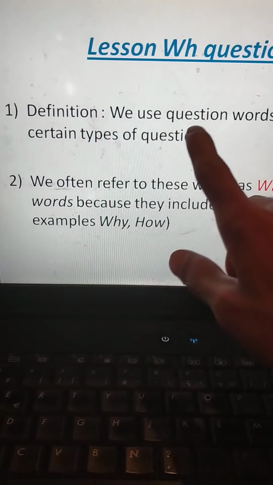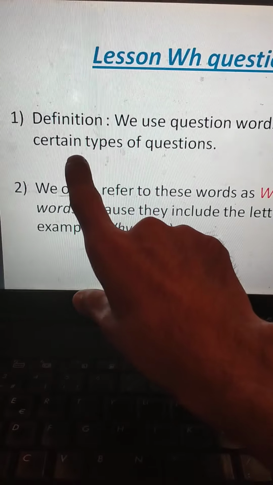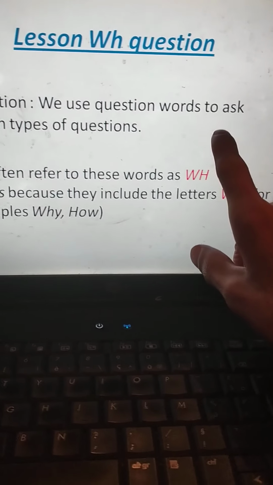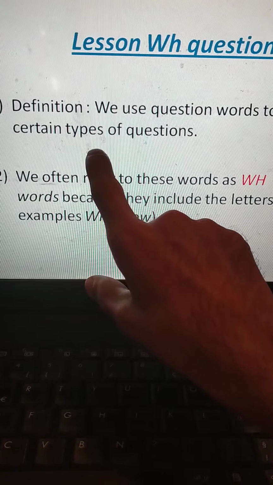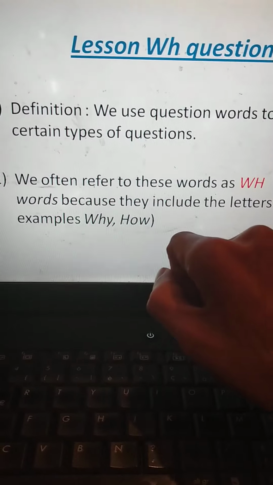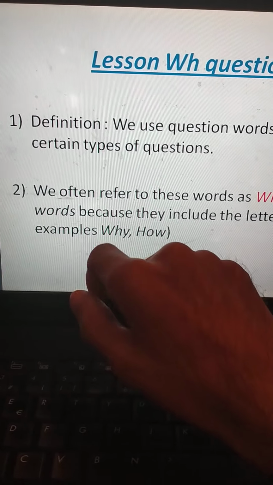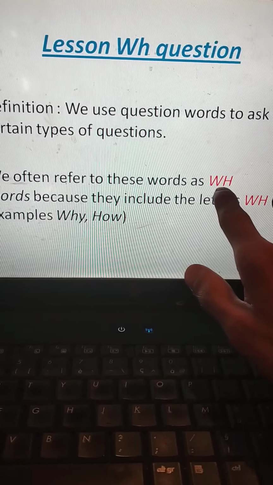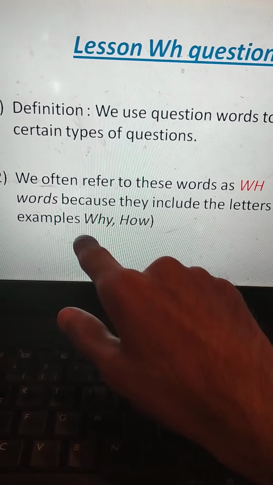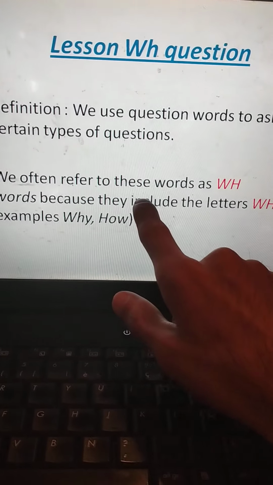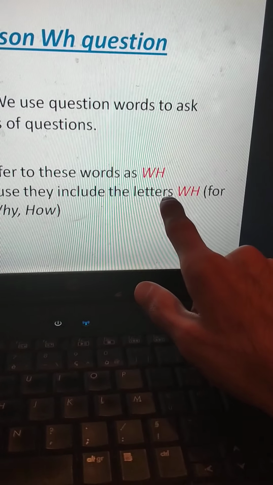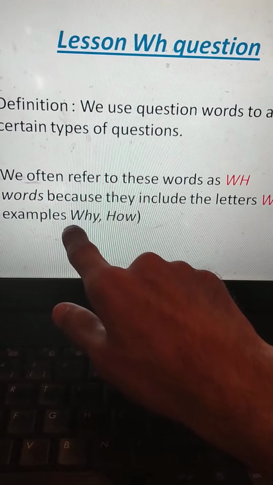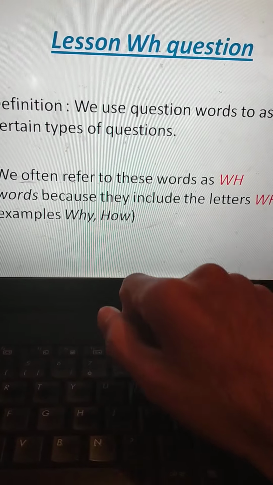Definition of WH. Definition: we use question words to ask certain types of questions. We often refer to these words as WH words because they include the letters WH. For example, why and how.